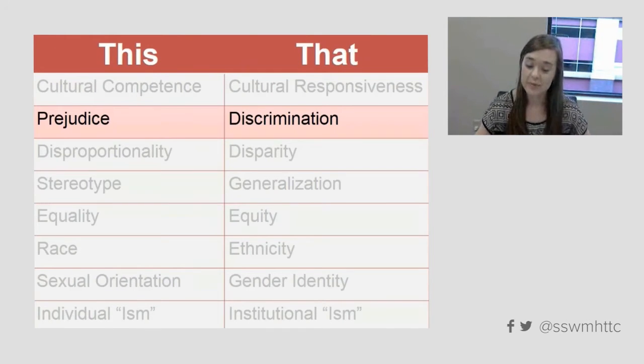The next this and that difference that we're going to go through is prejudice versus discrimination.